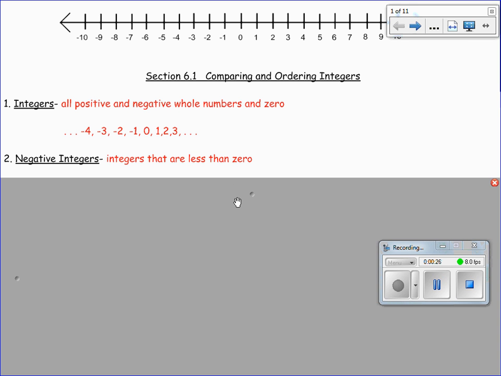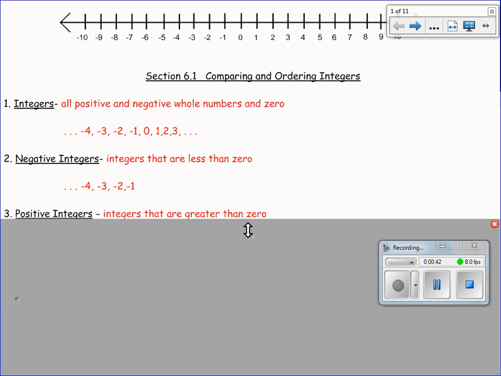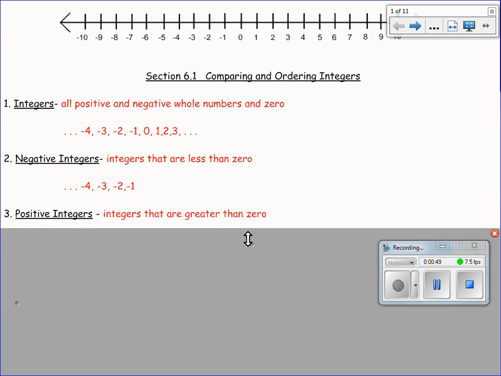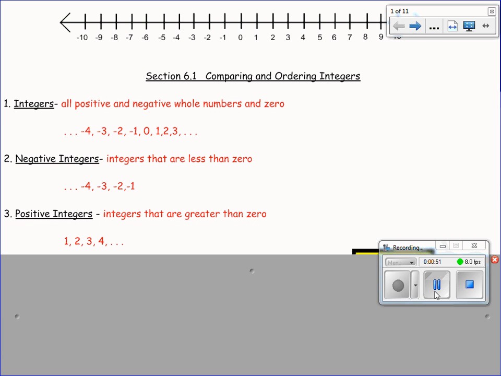Here are some examples. Again, the three dots determine that they continue to go to the left and continue to go to the right. Now, we break the integers down into negative integers, integers that are less than zero. Some examples. Then you have positive integers, integers that are greater than zero.